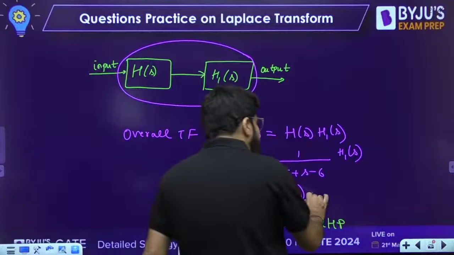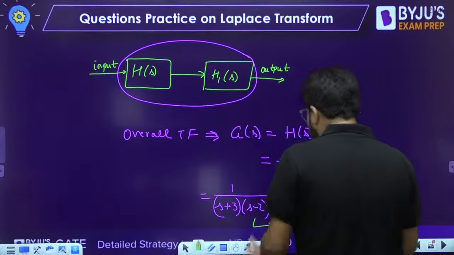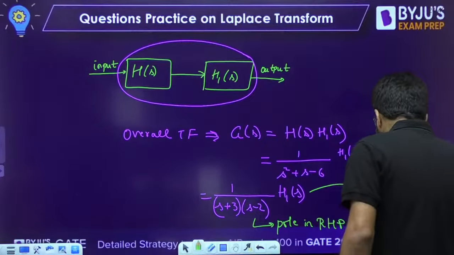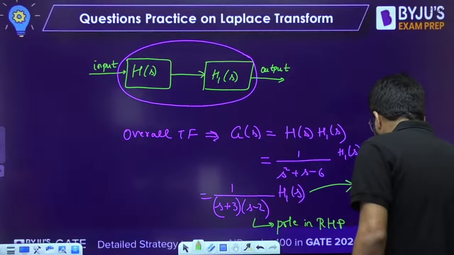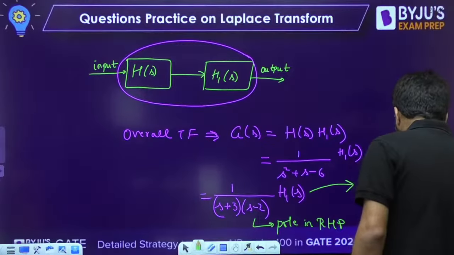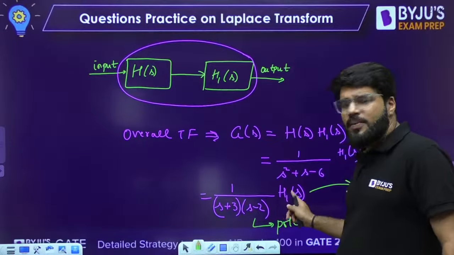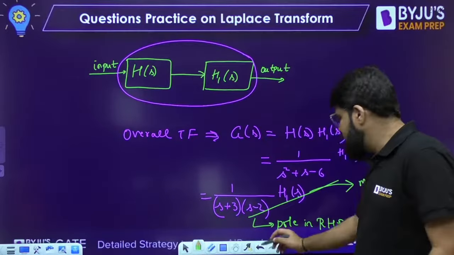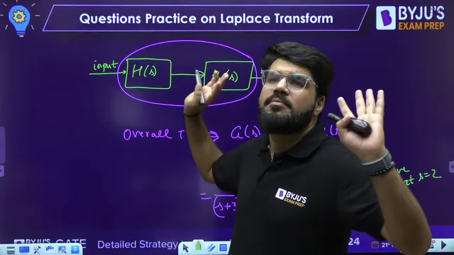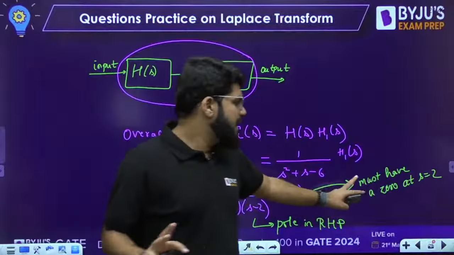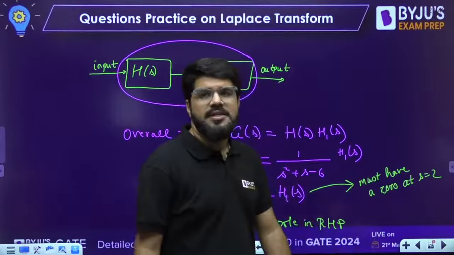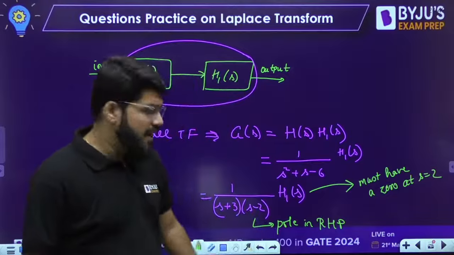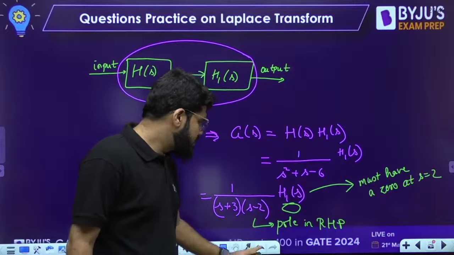So H1S must be such that it must contain a 0 at s equal to 2, so that there is s minus 2 in the numerator and s minus 2 in the denominator. They will cancel, and then there will not be any pole in the RHP. It can have any other term, but at least it must have a 0 at s equal to 2, and it should not have any other poles in RHP. Okay, so let's see the options.